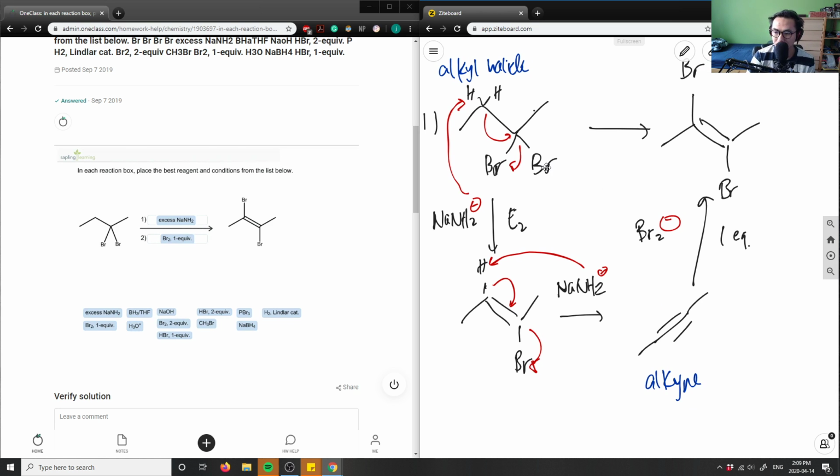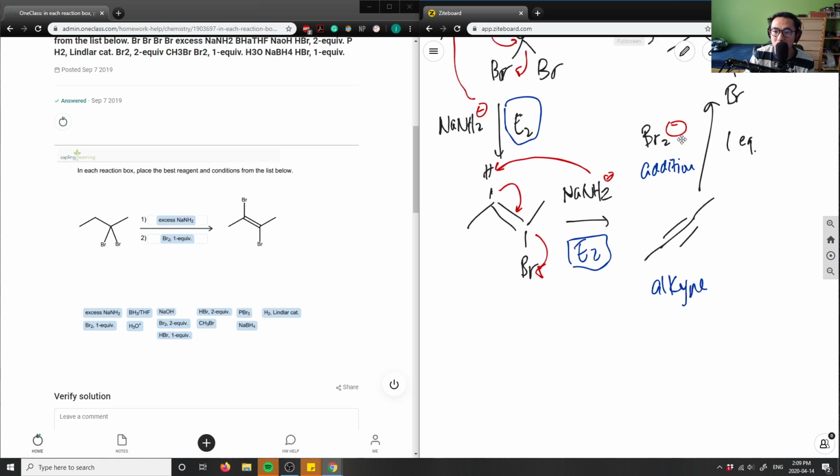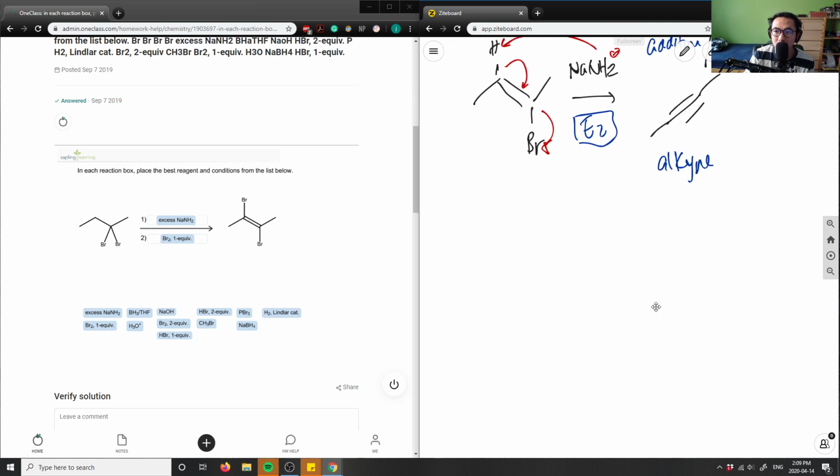Simple double elimination. So this here, maybe I'll highlight this in blue, is an E2 elimination, this here is another E2 elimination, and this is simply an addition reaction, right? Br2 just adds to this triple bond. So simply an addition here. Very, very easy in terms of what we're doing here. So that's number 1, that's good.